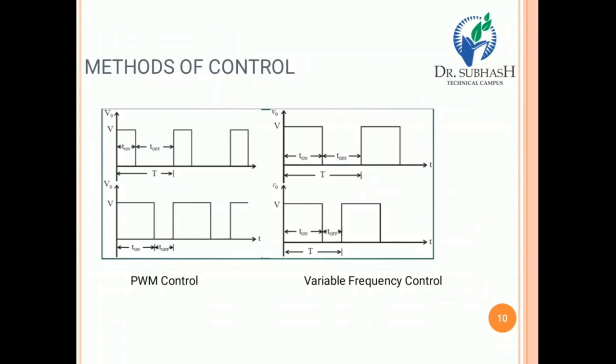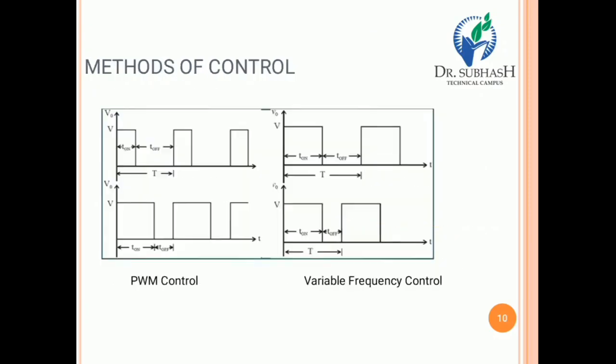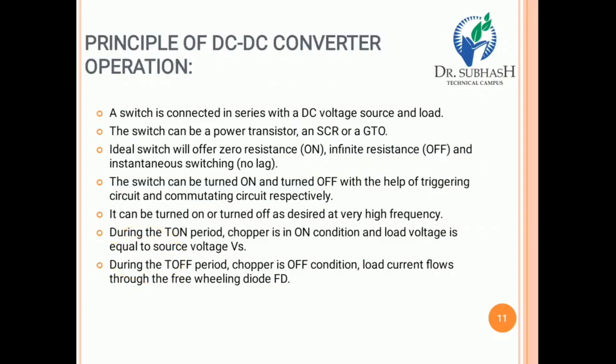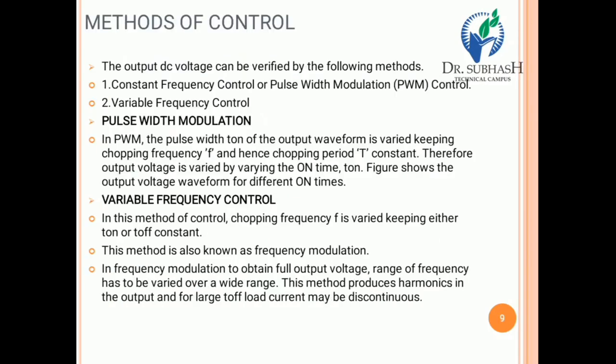So here we represent the T on period in the pulse. Here also is T on. The width of the T on period is much greater than the T off period. So during this period we have to increase the T on period only, and in that case we have to decrease the T off period. So in case of pulse width modulation, the frequency is constant.